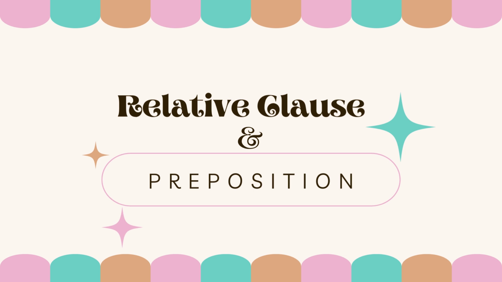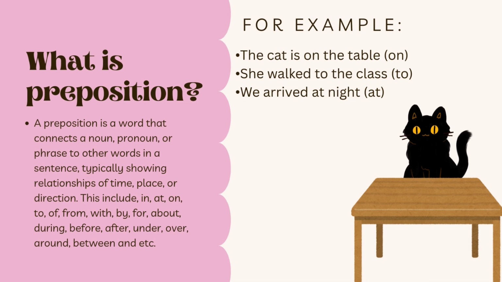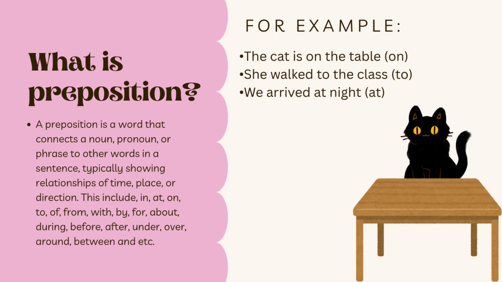Now let's take a look at relative clauses and prepositions. So first, what is a preposition? A preposition is a word that connects a noun, pronoun, or phrase to another word in a sentence, typically showing a relationship of time, place, or direction. For example, in, at, on, to, and so on.